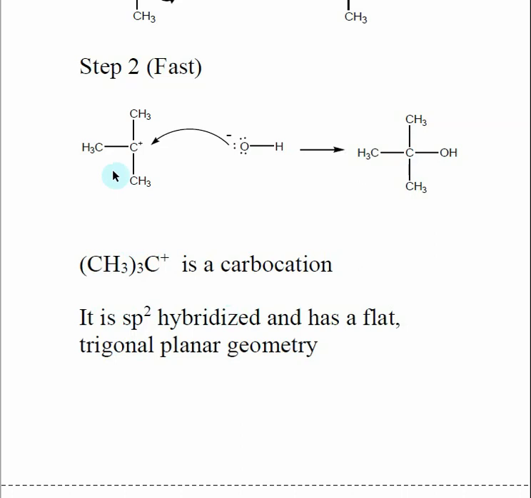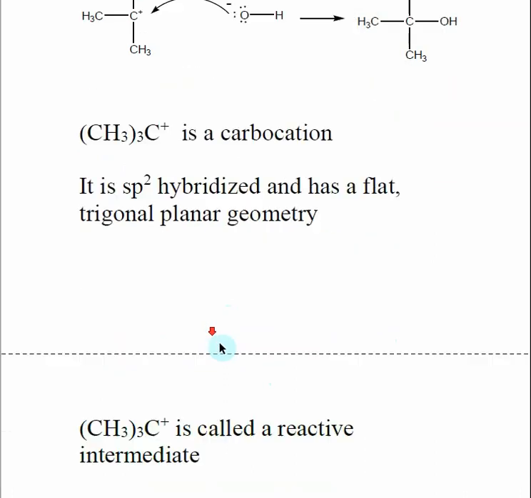hybridization means that the geometry of a carbocation tends to be trigonal planar. So 3 electron groups, sp2 hybridization, trigonal planar geometry. But the one thing I want you to remember is trigonal planar geometry is flat. It's a triangle that's flat in this case, and that's going to be kind of important later on.